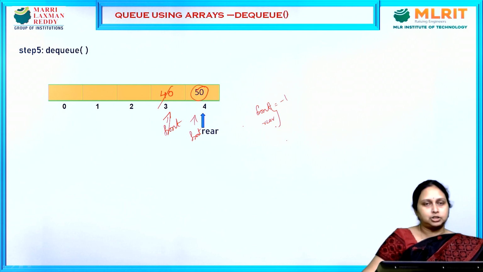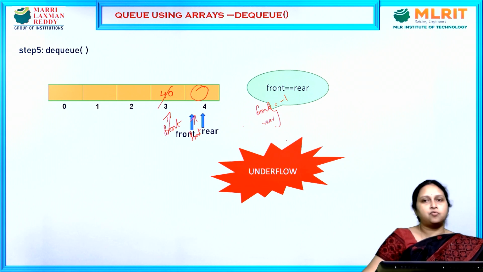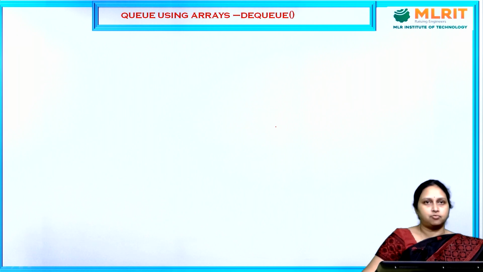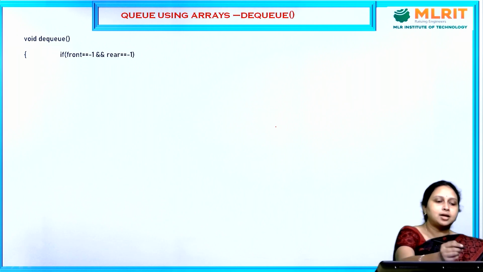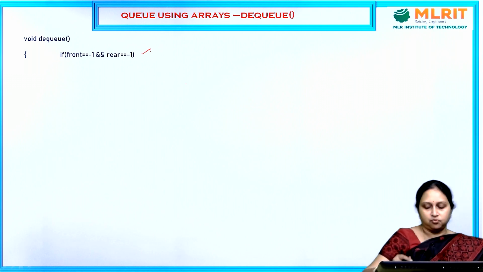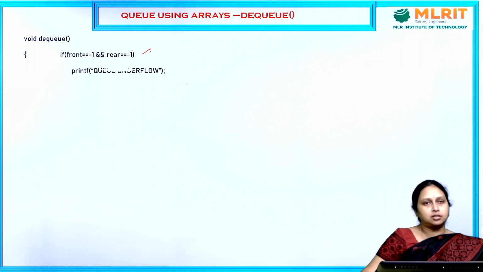Now what conditions do we need to write when we perform the dq operation? Let us see. If front equal to rear, in this case an overflow condition occurs. Let us see how we are going to write the subfunction for this. Observe. If front equal to -1 and rear equal to -1, which means an underflow condition occurs.